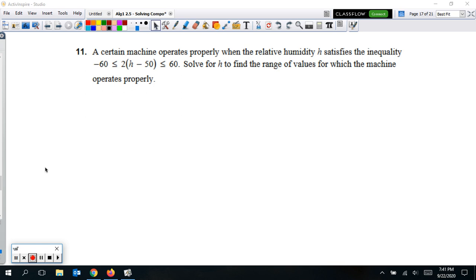So an inequality is always a range of numbers, a range of values. That's why we have an inequality. An equation with an equal sign is one single value that will make it correct. But this one's a range of values, and so that's why we want to use a compound inequality here to find the range of values that it can be operating properly between. So I'm going to go ahead and rewrite it here, and let's start solving it. So H is in the middle.